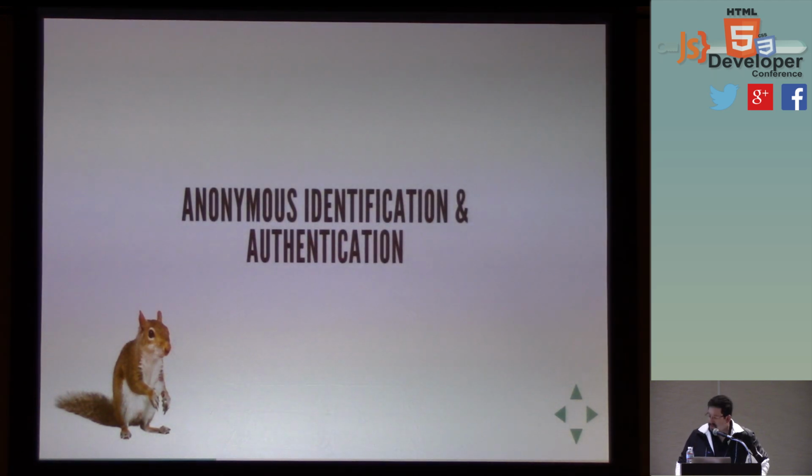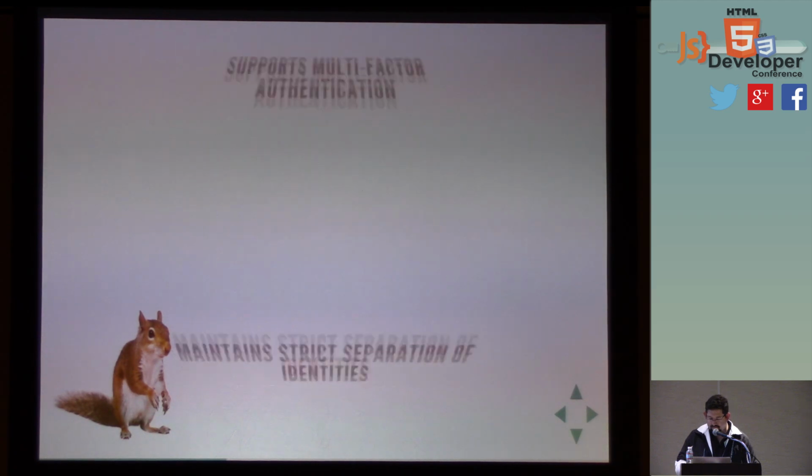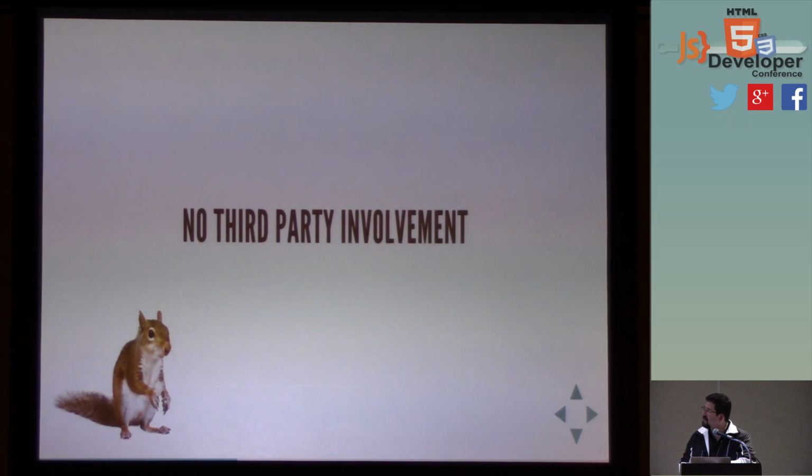Anonymous identification. I'll talk more about that later. SQRL supports multi-factor authentication. It maintains a strict separation of identities. So in other words, if one particular site is compromised, the authentication credentials that are used there are not going to be able to be used on another site. And there's no third-party involvement. So it's directly from the user to the person that you're trying to authenticate yourself to. There's not a Facebook or a Google or a Twitter in the middle, and there's not an NSA in the middle, hopefully. But there's no third party that can be legally compelled to hand over your authentication.